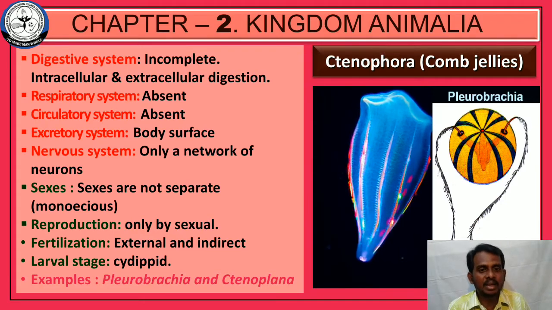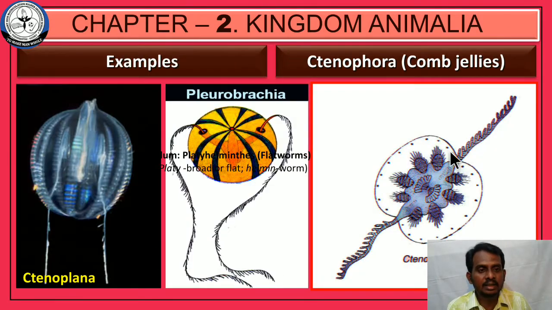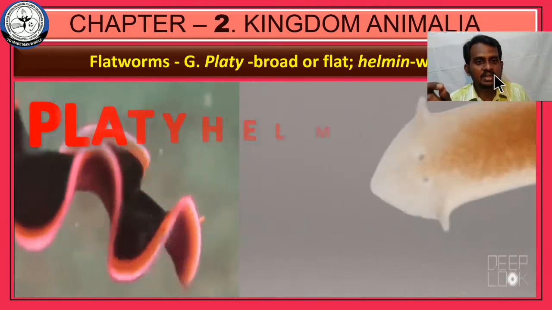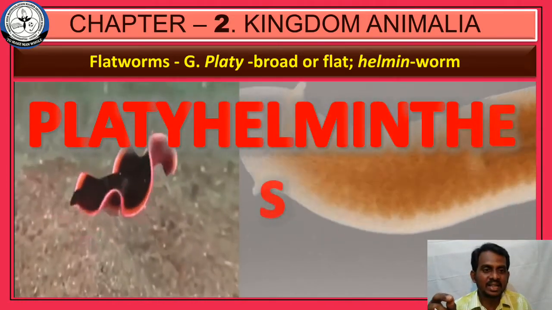Okay. The larva is the Cydippid larva. This is another example of a comb jelly. This is a Ctenoplana, this is a Pleurobrachia, and this is also a structure of Ctenoplana. These structures are given in the NCERT books. This is also essential because in competitive exams some pictures may be asked from the NCERT book. So the diagram is also important. The next phylum is, very good, Platyhelminthes.